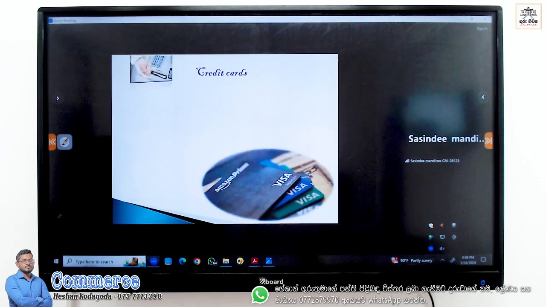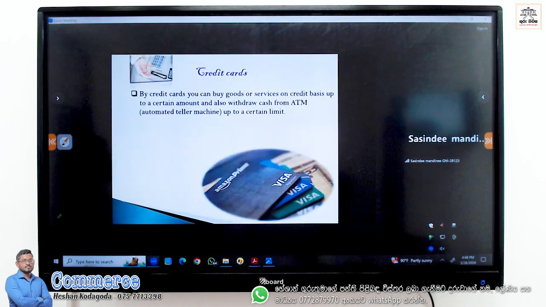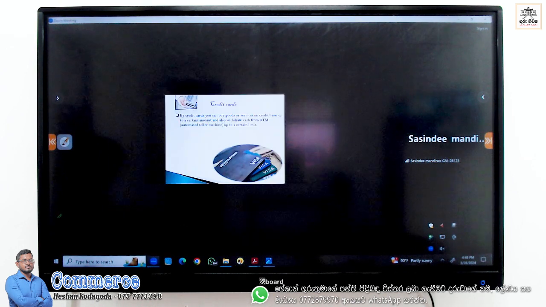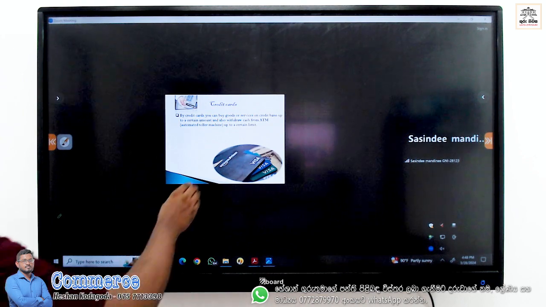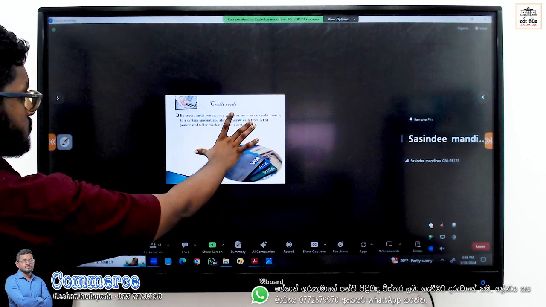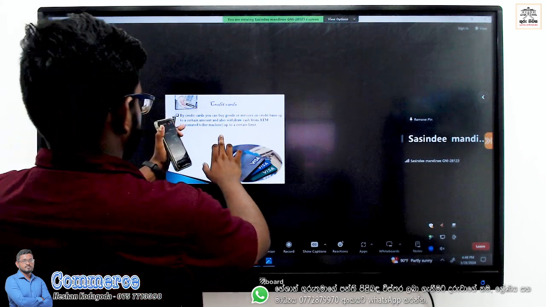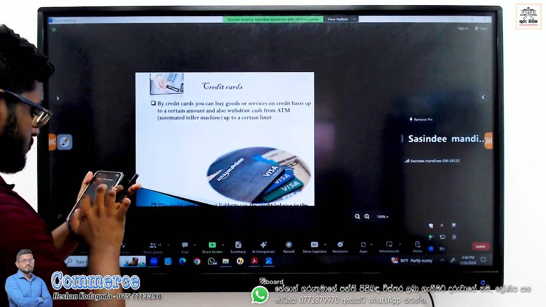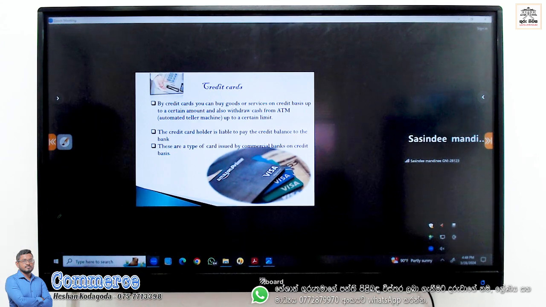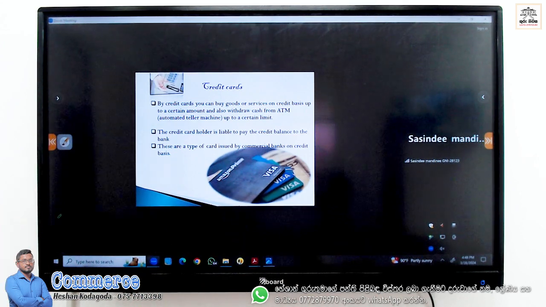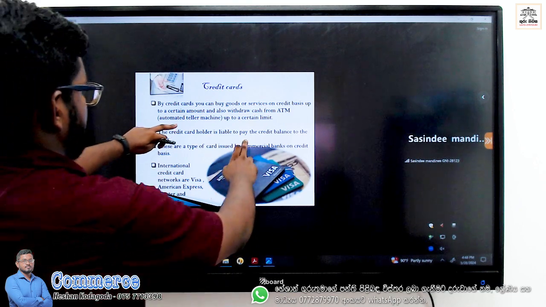Credit cards. By credit cards, you can buy goods or services on a credit basis up to a certain amount and also withdraw cash from an ATM up to a certain limit. It is not essential for the customer to have a bank account. The credit card holder is liable to pay the credit balance to the bank. These are a type of card issued by commercial banks on a credit basis. International credit card networks are Visa, American Express, Master, and Discover.